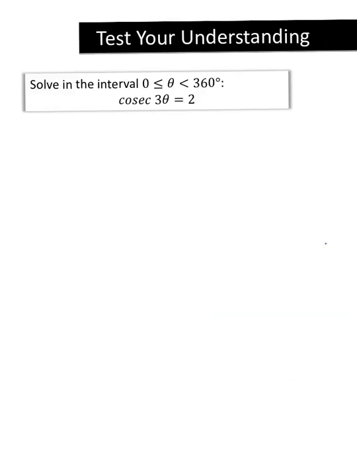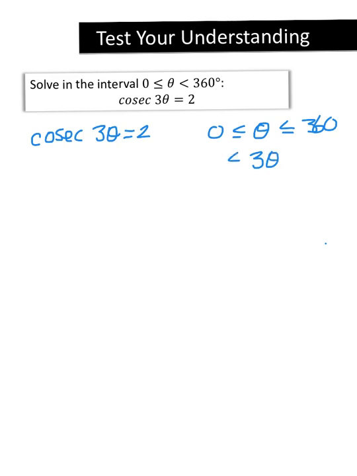Now our final example here is going to be a solving question. This time we've been asked to solve for theta between 0 and 360, so we're working in degrees, and we're looking at cosec 3 theta equals 2. So let me write that down. We have cosec 3 theta equals 2. We're looking at theta in the range between 0 and 360. But we've got 3 theta here, so we've got to change our range. So 3 theta is going to lie between 0 and 1080 degrees.